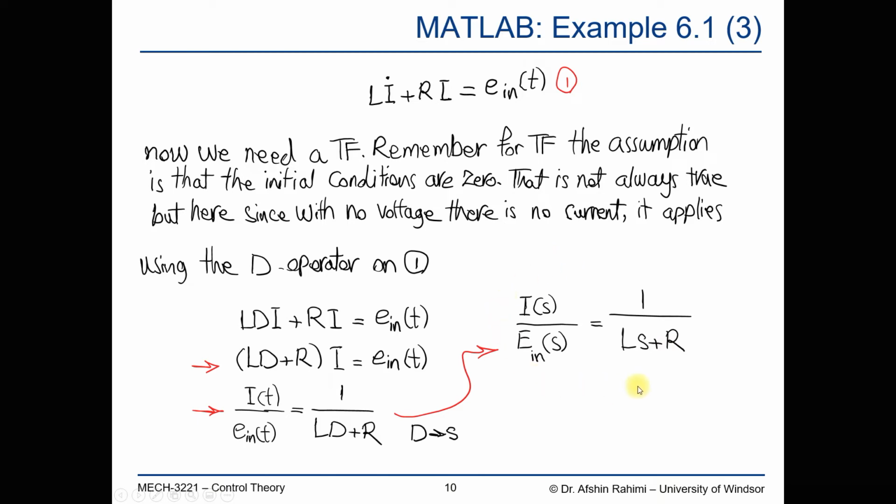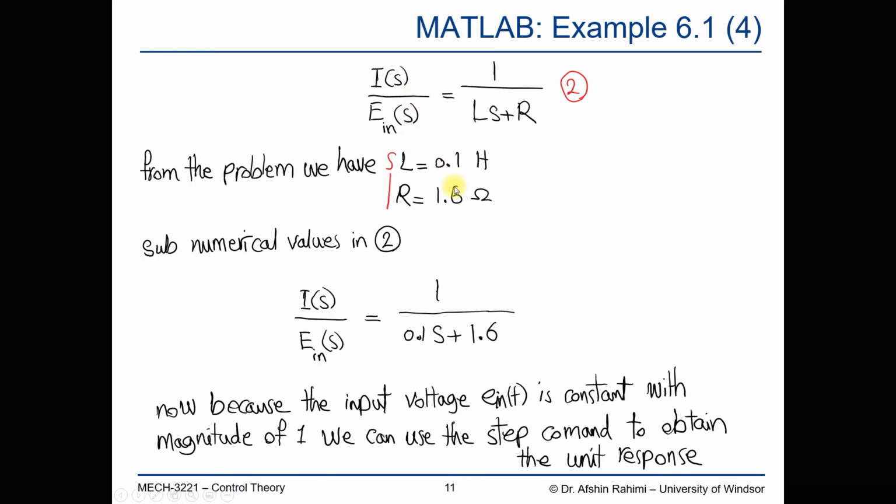So this is our symbolic transfer function, but we also have the values for L and R. So we can substitute the values for L and R in our transfer function, and we obtain I(s) over E_in(s) equals 1 over (0.1 s plus 1.6). Now, because the input voltage e_in(t) is constant with magnitude of 1, a 1 volt input, we can use the step function to obtain the unit response.